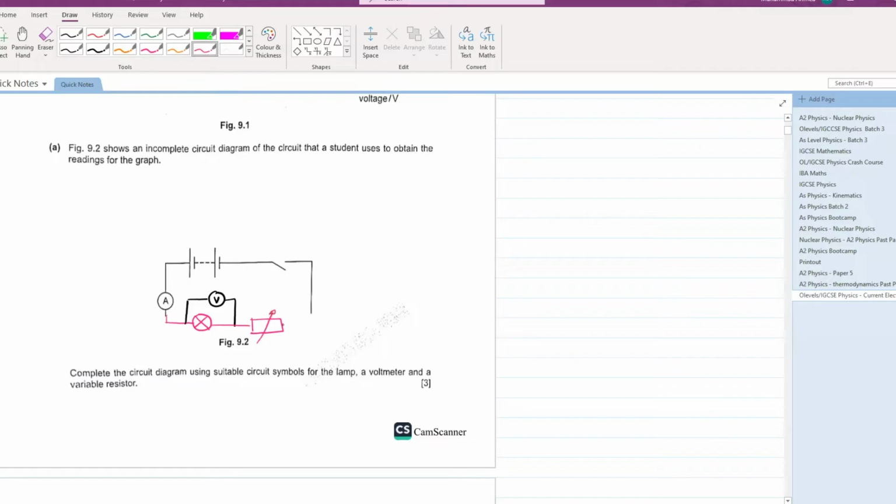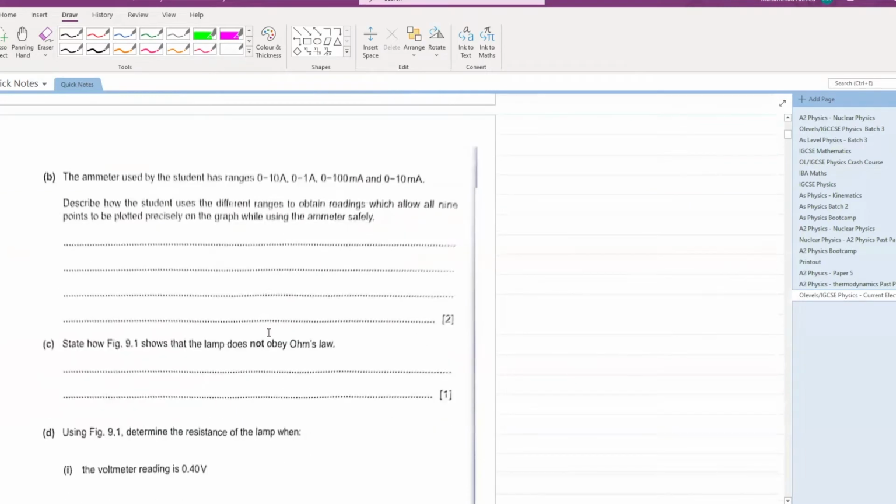This will help you in varying the resistance of the circuit and getting multiple values of the voltmeter and the ammeter. This is a 3 marks question. If you draw all three symbols, voltmeter, lamp, and a variable resistor, you will get a 3 on 3. Let's further move ahead. The ammeter used by the student has ranges 0 to 10 ampere, 0 to 1 ampere, 0 to 100 milliampere, and 0 to 10 milliampere. Explain how the student uses different ranges.